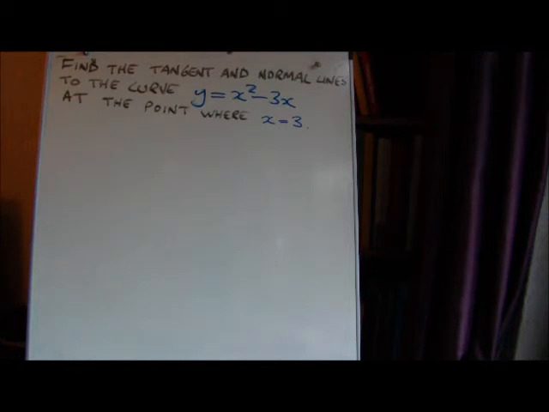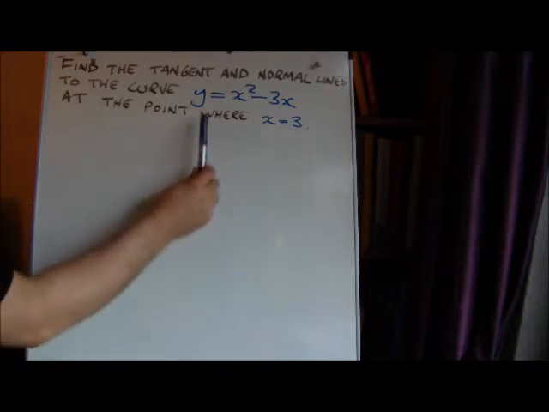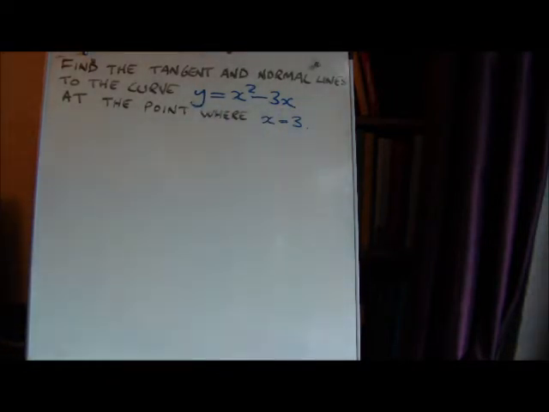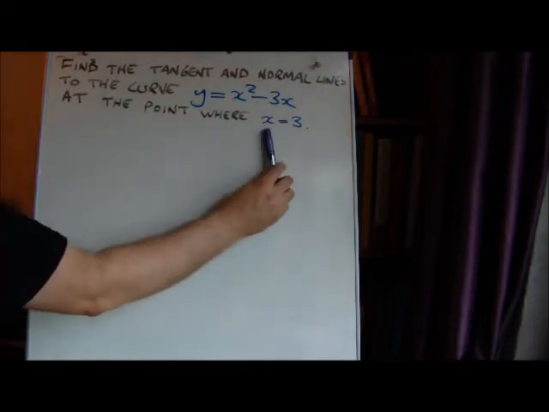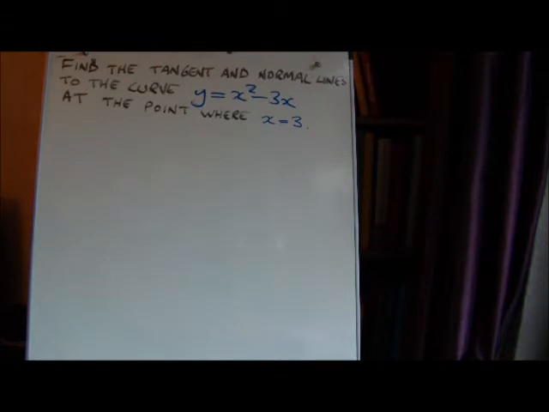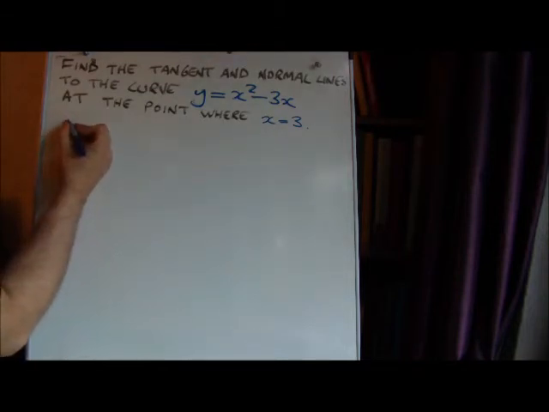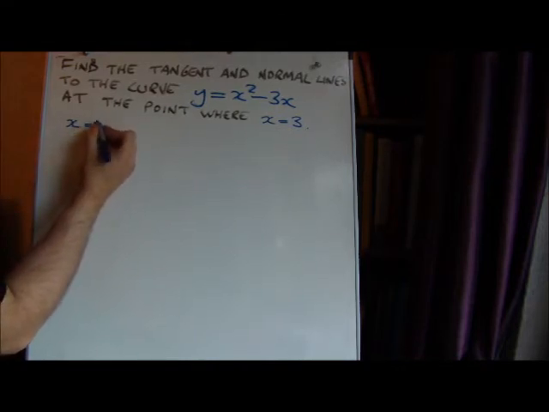This is a typical example of how differentiation is applied to a simple problem. The question is that we're given the curve y equals x squared minus 3x, and we're being asked to find the tangent line and the normal line at the place where x is equal to 3. To do this problem we'll need to know a little bit about straight lines and gradients, but we'll get to that later.